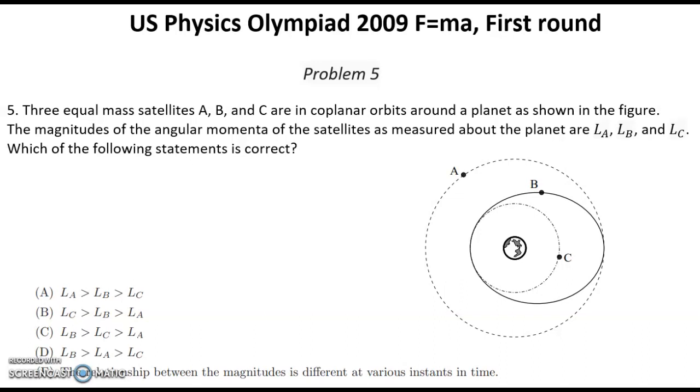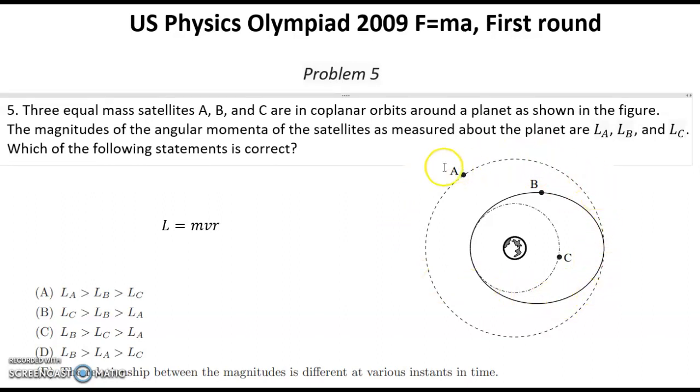Solution. Let's check this picture. We have to write definition for angular momentum. That's this one. Angular momentum equal mass multiplied by velocity and cross product with the radius vector to this satellite from planet. But when vector of velocity and radius vector perpendicular to each other, we can use this equation. And here we can check what is the difference between orbits of these three satellites.